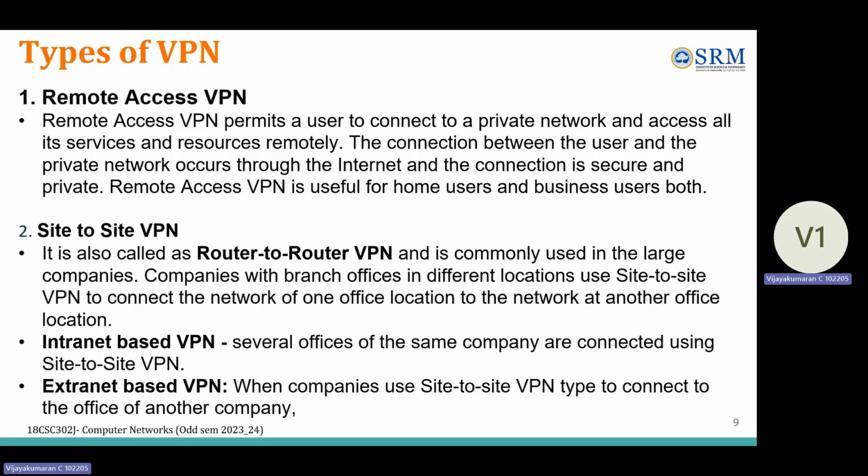This site-to-site VPN connects the network of one office location to the network at another office location. Based on this router-to-router or site-to-site VPN, we can classify it again into intranet-based VPN and extranet-based VPN. In the intranet-based VPN, several offices of the same company are connected together using this site-to-site VPN. But in the extranet case, different companies can connect to each other through this site-to-site VPN. There is a difference between intranet and extranet-based VPNs.